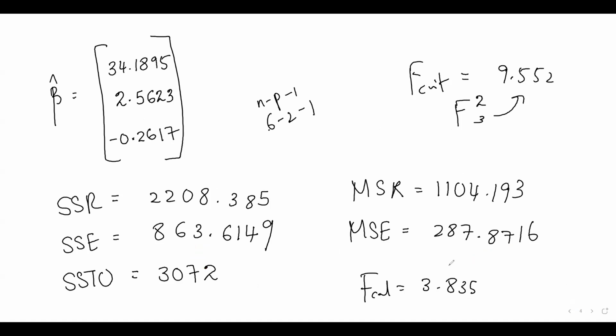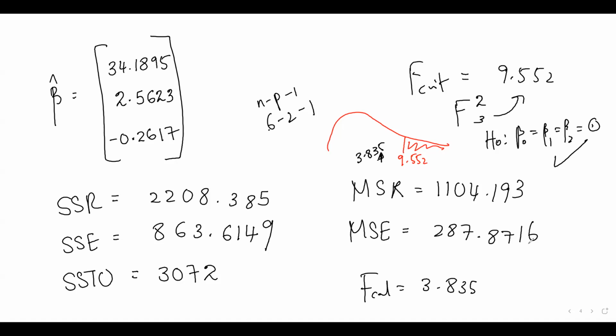By comparing these, can you see now what is F critical? 9.552. What is F calculated value? This one. It is somewhere here. It's not in the rejection region. Not in the rejection region, right? So we do not have enough evidence to reject H0. What is H0 here? Beta naught, beta 1, beta 2 equal to 0, right? We accept this. We accept H0.